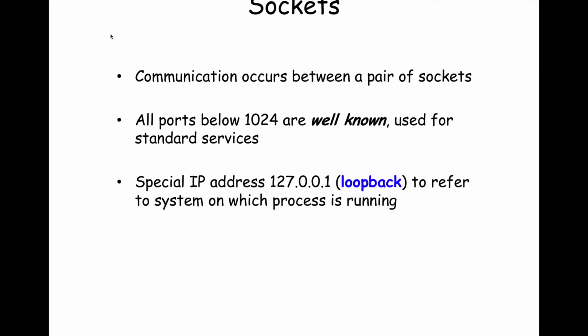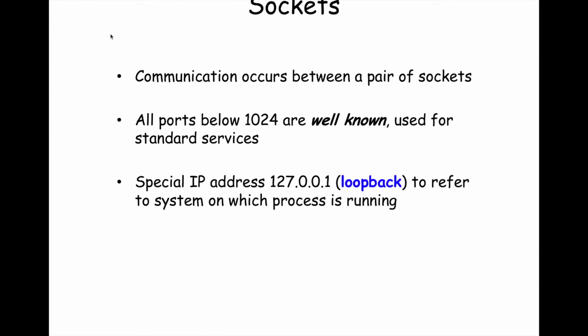Okay, and so a communication, therefore, occurs between a pair of sockets. You don't have one socket communicating with three machines, not without something special, which is beyond the scope of this class. So at this level, you can assume that communication occurs only between a pair of sockets. Okay, and I talked about the ports below 1024.